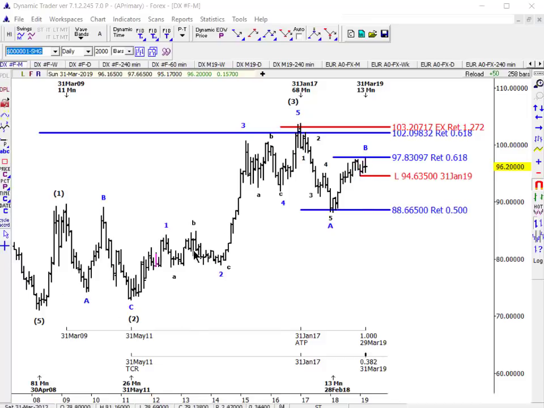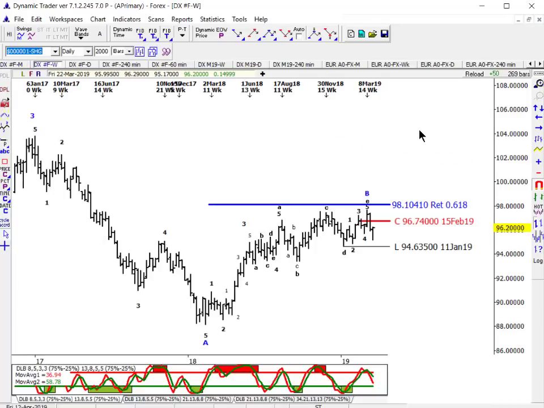But what's important is that if this is A and if we are indeed completing a wave B, typically a wave C comes down to test or exceed the wave A low. So that would mean many months of the dollar in a net bear trend. And that's really significant, not just because of a dollar trade, but because so many commodities and other trading vehicles are priced in dollars.